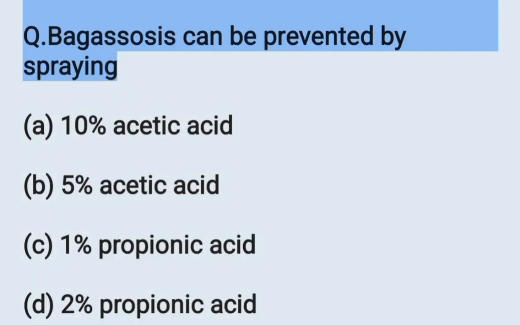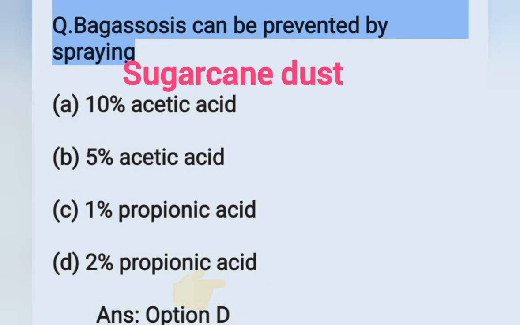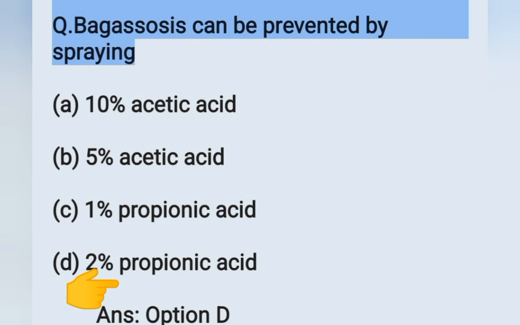And the next question is, bagassosis can be prevented by spraying? Option A, 10% acetic acid. Option B, 5% acetic acid. Option C, 1% propionic acid. Option D, 2% propionic acid. Bagassosis occurs due to inhalation of sugarcane dust and this can be prevented by spraying 2% propionic acid. Option D is the correct answer.